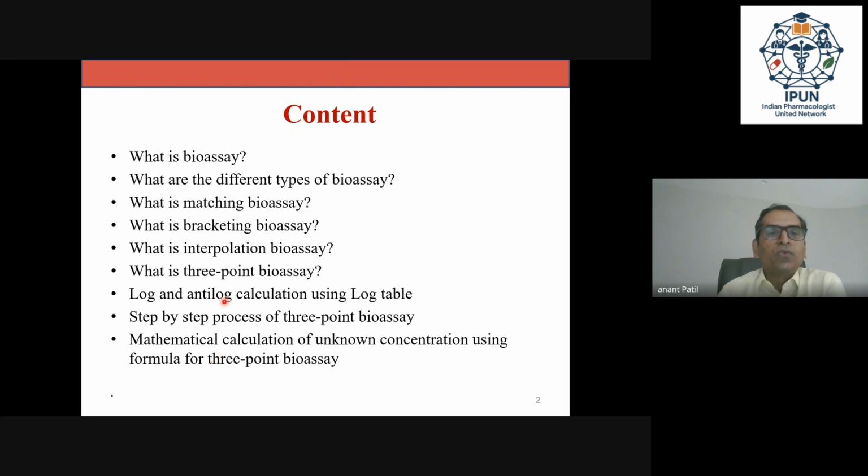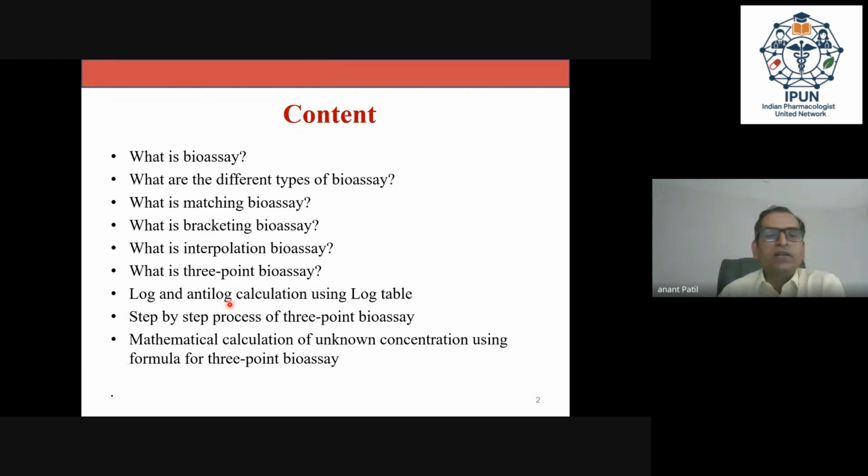And the focus for today's discussion would be about different types of bioassays, including matching, bracketing, interpolation, 3-point, even the 4-point, but I will not go into the 4-point and 6-point assay. And as a pharmacologist, I think it's very important for us to understand log and anti-log calculation, because that is useful for PK calculations also, as well as the bioassay calculations also.